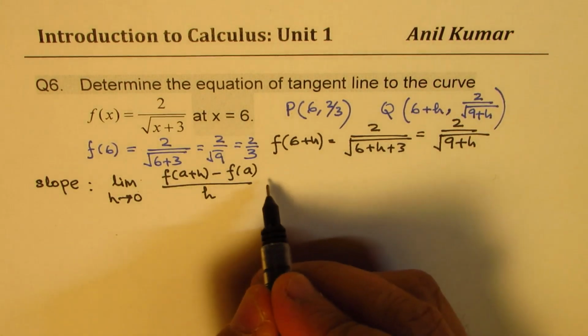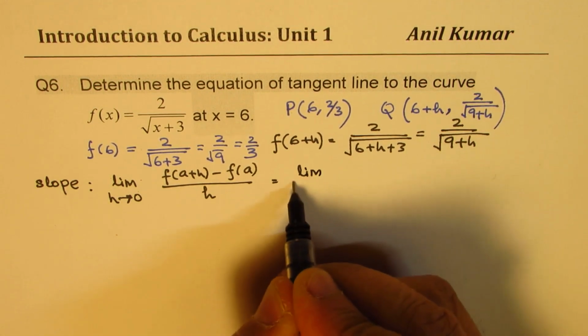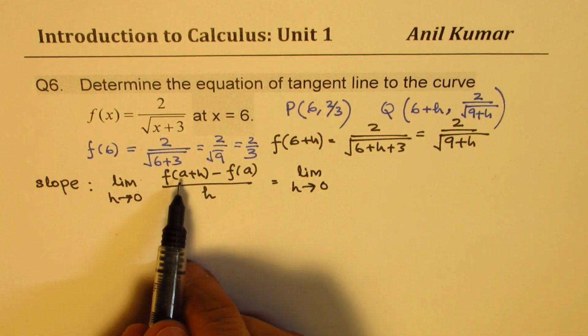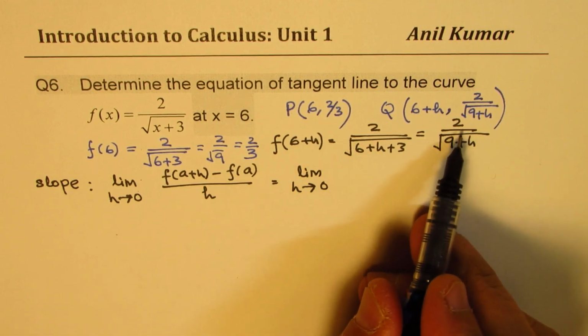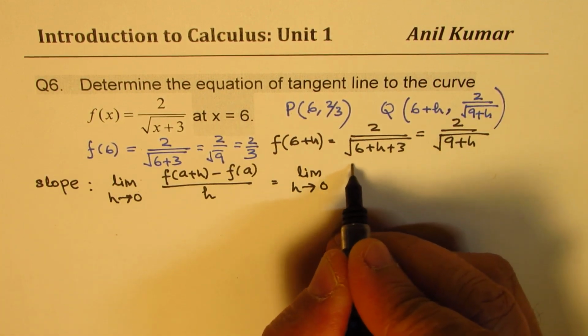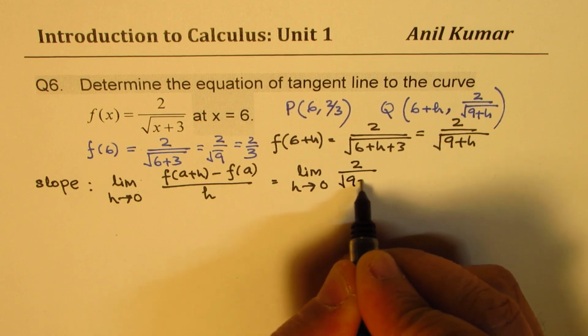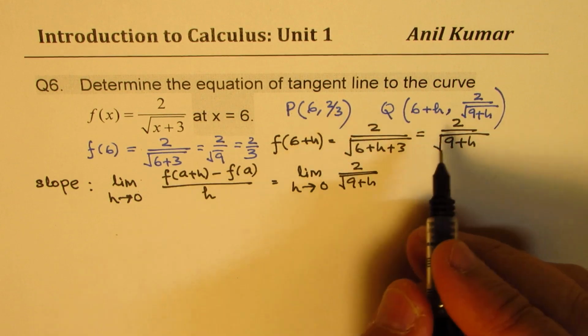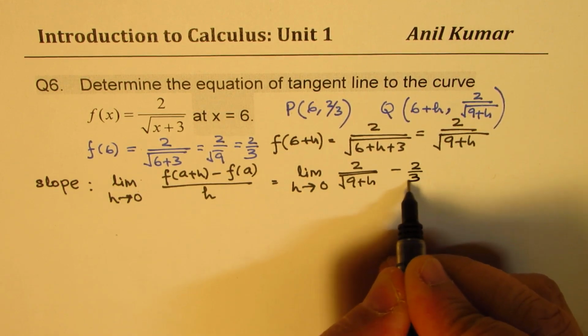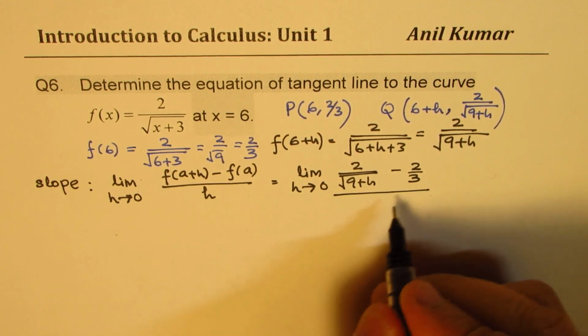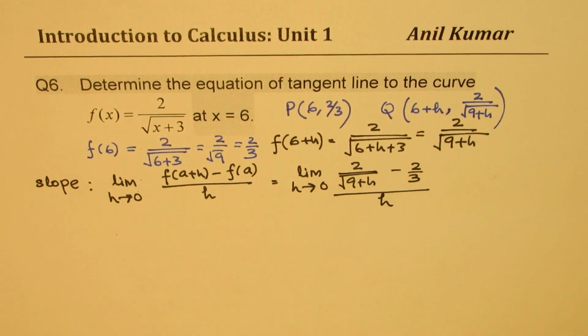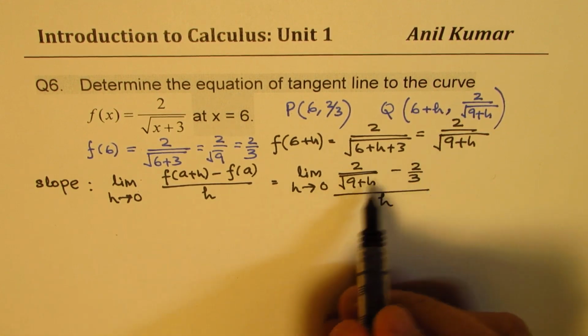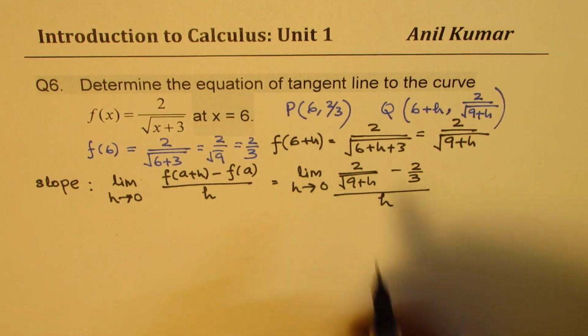Perfect. So this could be written as limit h approaches 0. f of a plus h we just found is this expression, which is 2 over square root of 9 plus h. And f of a is 2 over 3, so minus 2 over 3. Everything divided by h. So that is the limit which we are trying to find. Is that clear? Perfect.